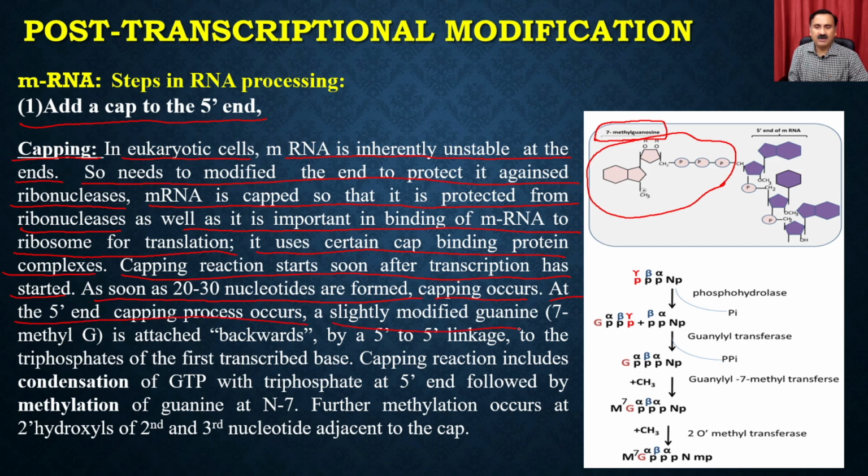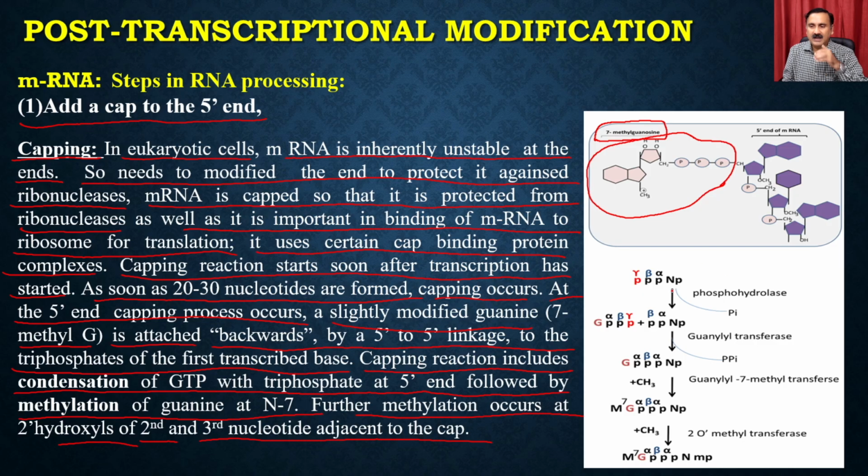A slightly modified guanine, like the 7-methyl guanosine, is attached to the backward by a 5' to 5' linkage to the triphosphate of the first transcribed base. Capping reactions include the condensation of the GTP with the triphosphate at the 5' end, followed by the methylation of the guanosine at the N7. Further methylation occurs at the 2-hydroxyl of the second and third nucleotide adjacent to the cap.